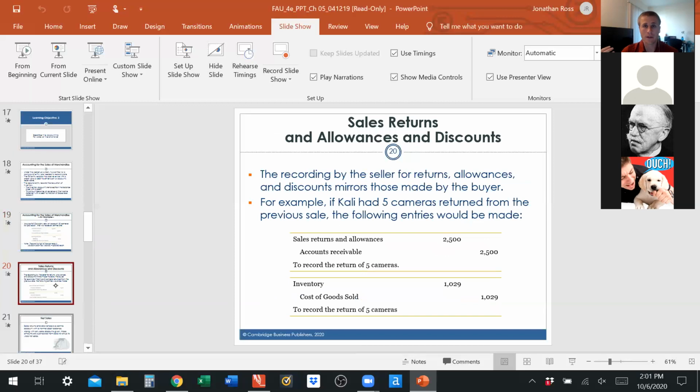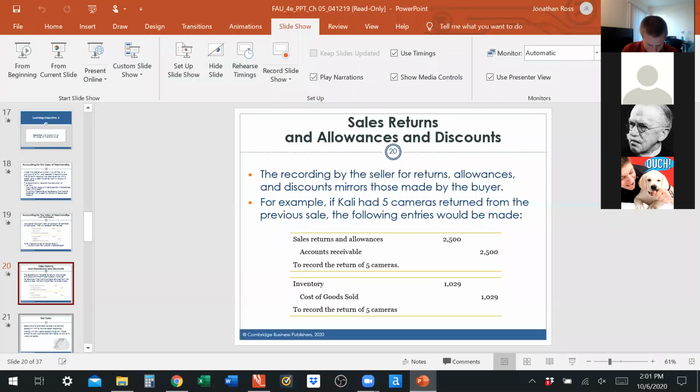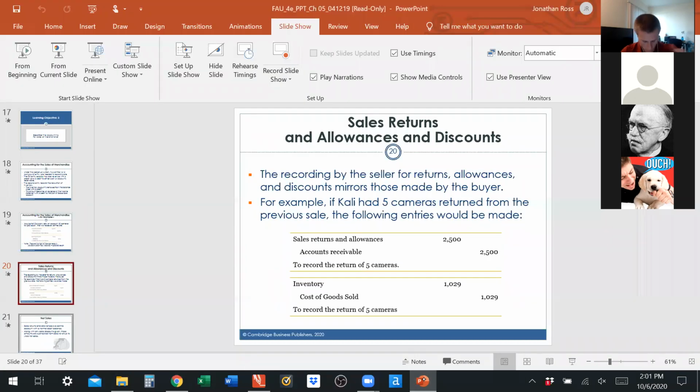But then the other journal entry we have to do is a journal entry that reflects the fact that we have 5 cameras back in our inventory now, right? So now instead of 150 in our inventory, we just got 5 returned to us. There's actually 155 now back. Right? So we have to undo these 5 cameras that we originally paid how much for? $205.80 are now returned to us. So we reduce our cost of goods sold because these cameras are no longer sold because they're now back to us. Reduce our cost of goods sold and increase our inventory by 5 times the 205.80, which is $1,029.